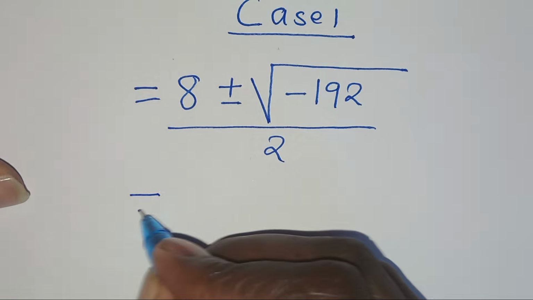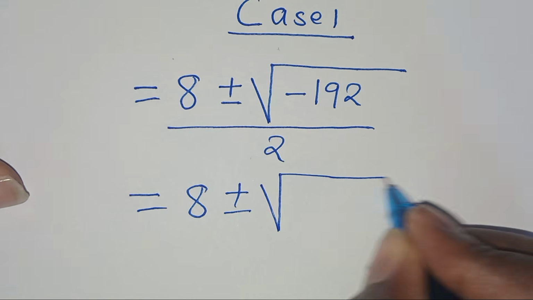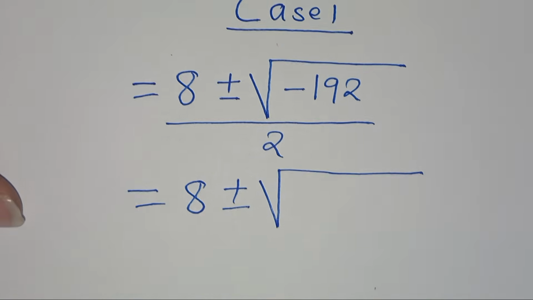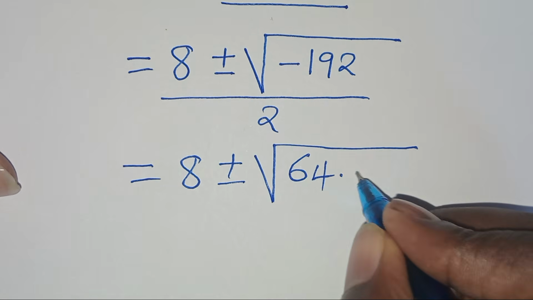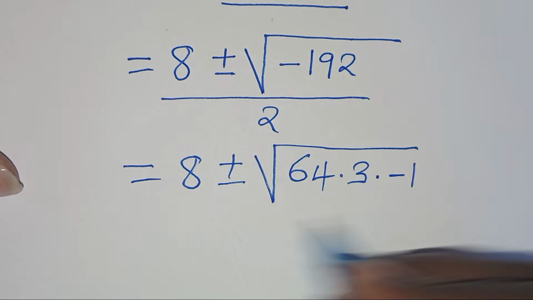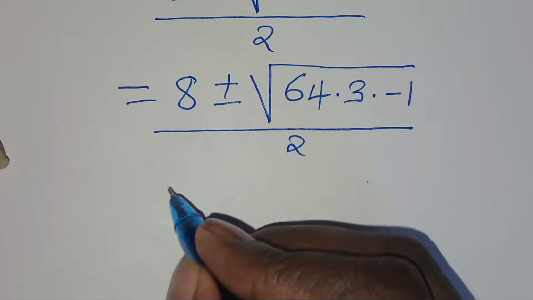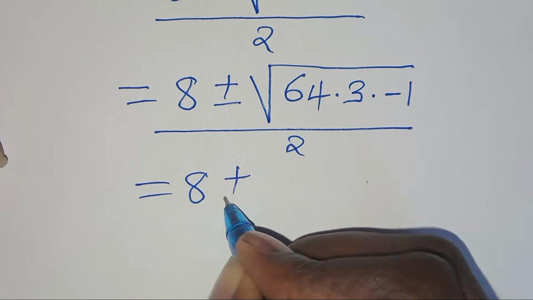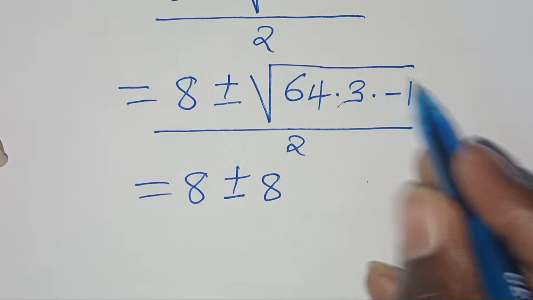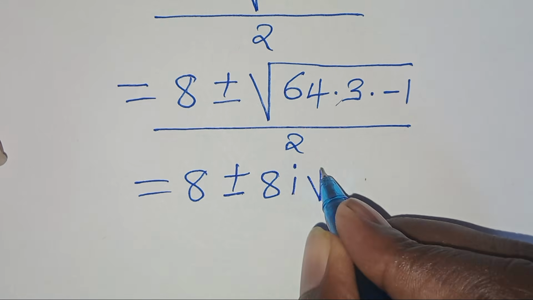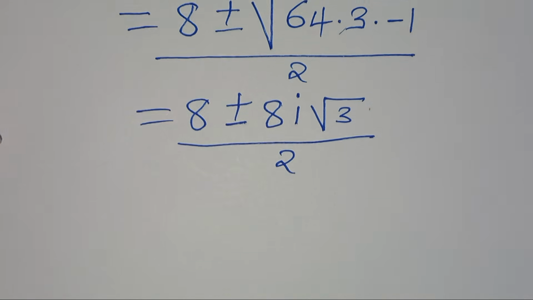Now the next step is that we have 8 plus or minus the square root of negative 192, which is the square root of 64, multiplied by 3, multiplied by negative 1, divided by 2. So this means this is 8 plus or minus the square root of 64, which is 8, the square root of negative 1, which is i, then the square root of 3. Everything here divided by 2.